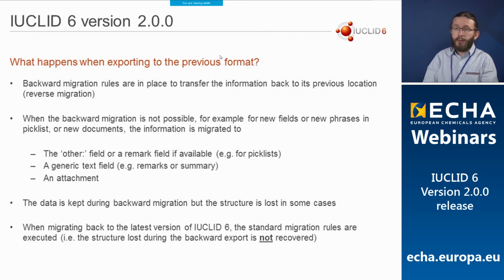Which means as well that when you import this information back to a Euclid 6.2 format, the structure cannot be recovered because we cannot analyze the content of the attachment or the content of all the fields that were migrated. So the data is still there, but will not be fully structured as it was in the original Euclid 6.2 database. So that's why we recommend to use this backward export function only when you know that the recipient of your file is still using Euclid 6.1.